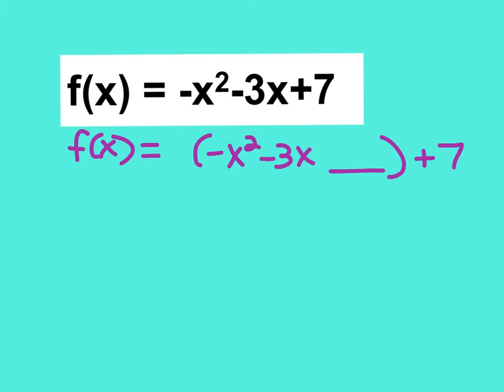A negative. So I've taken a negative 1. So negative 1 x squared, and it changes the 3x as well. Leave the space. Put the parentheses. Plus 7.